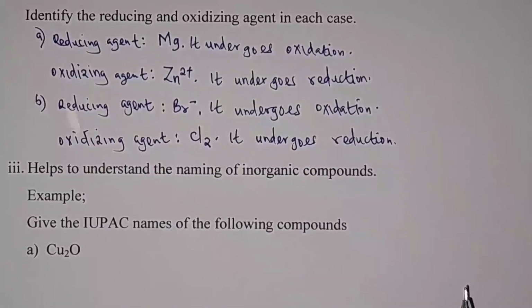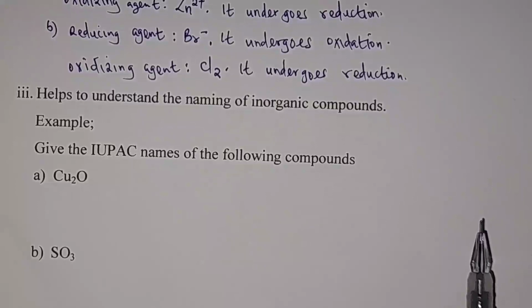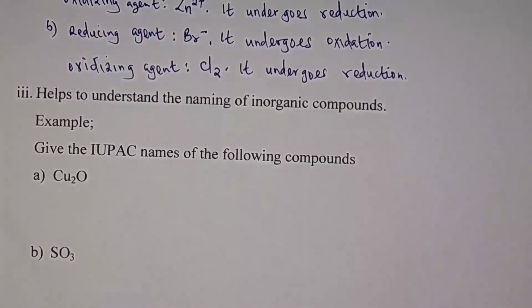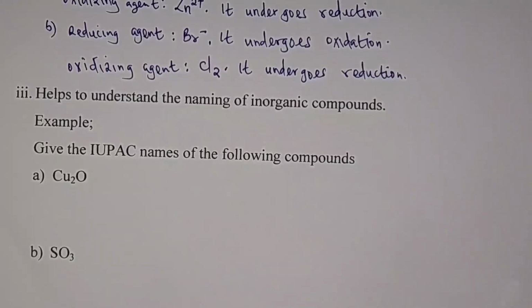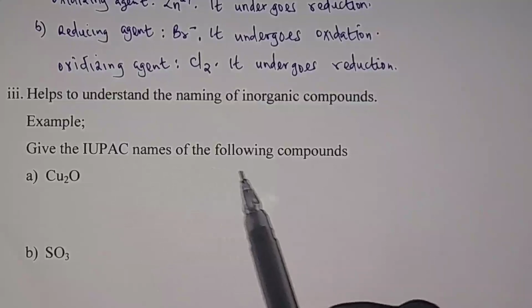Example 3, on the uses of oxidation numbers. We are told it helps to understand the naming of inorganic compounds. Remember, there are some elements that have variable valences. So when naming those inorganic compounds, the use of oxidation number comes in. We are told, for example, to give the IUPAC names of the following compounds.